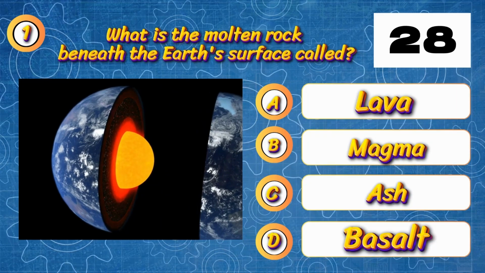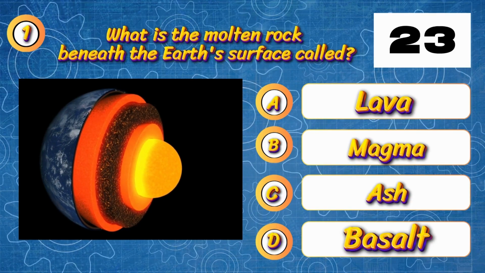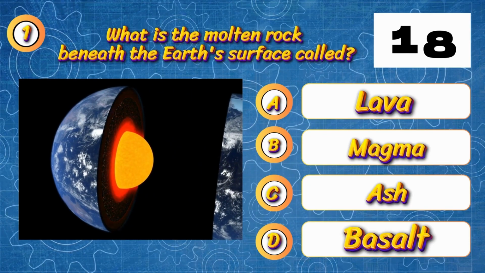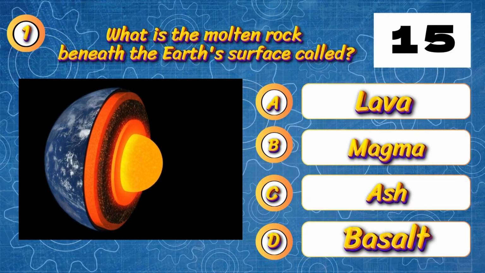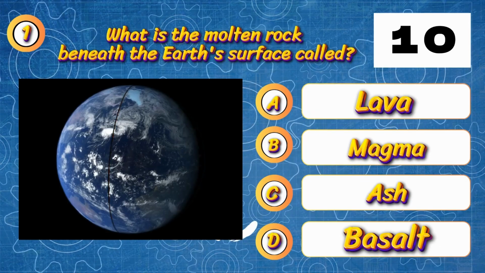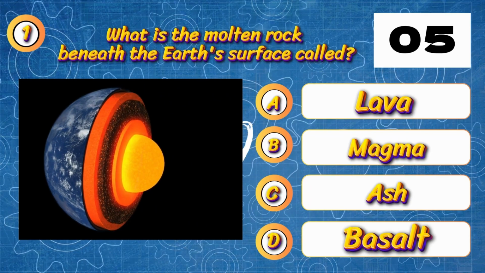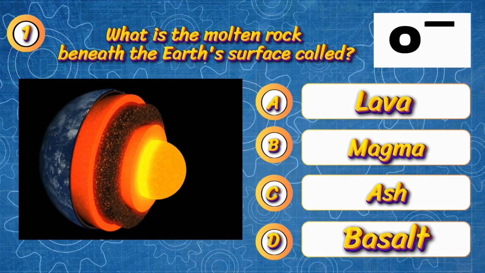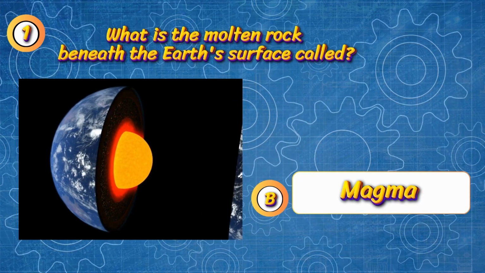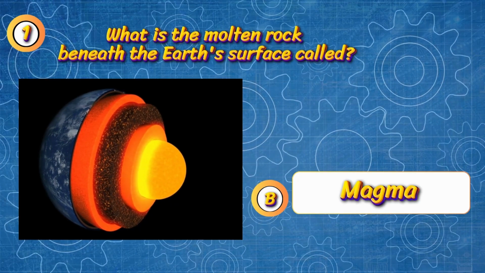Question 1. What is the molten rock beneath the Earth's surface called? A. Lava. B. Magma. C. Ash. D. Basalt. Magma is molten rock beneath the Earth's crust, while lava is what it's called when it reaches the surface.